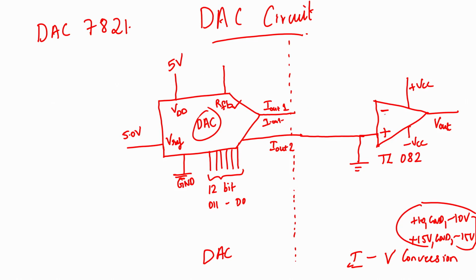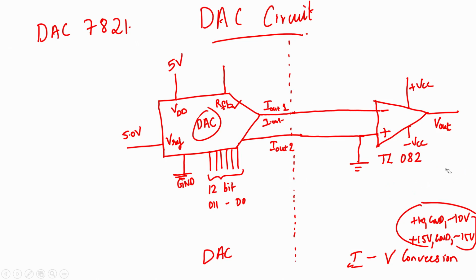What is the input of the op amp for doing the current to voltage conversion? It is this inverting terminal. So, just connect this I out one here. Now, next, feedback has to be given. If you just leave it like this, it will still do current to voltage conversion, but what is the problem? Since there is no feedback given for this op amp, it will work in open loop configuration.